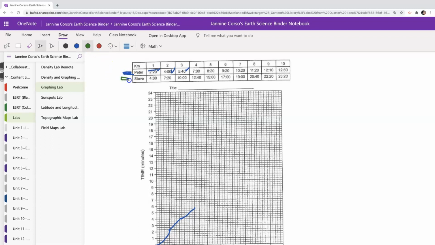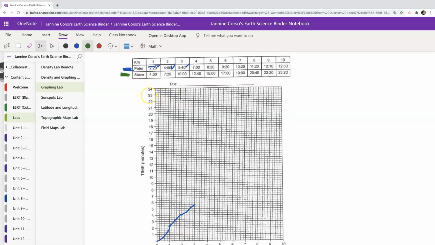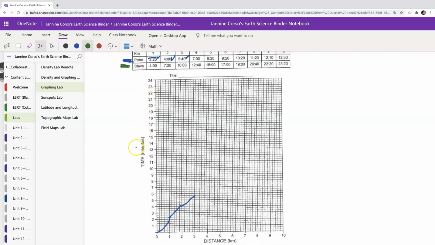And I'm going to choose a different color for Steve. It said to make a key, and this is very easy. All I have to do is color a little color swatch of any color you want. I'm going to choose green. Blue and green are my favorite colors. So I'm going to start plotting Steve. So Steve starts his race, and he doesn't get to his first kilometer until 4 minutes. So right here, we're going to go to 1 kilometer. I'm going to go straight up to 4 minutes, and I'm going to make my first dot. I can come in from 0 and connect to that first dot.